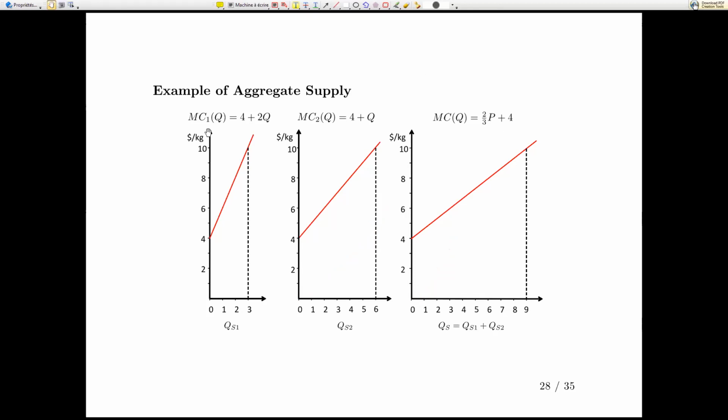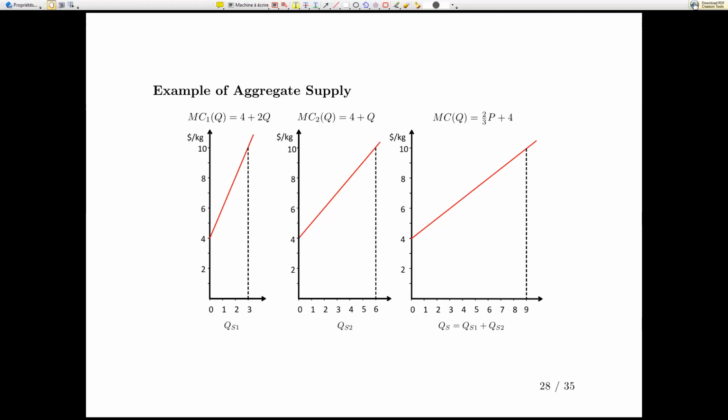All right, so when you aggregate both of them, 4 plus 2Q and 4 plus Q, then both together give you 2/3 P plus 4. And to be exactly right, you would also say that if the price is between 4 and 0, then the supply is 0. But here it's just a marginal cost curve, so that's fine. All right. Question about this, or is it going too fast?